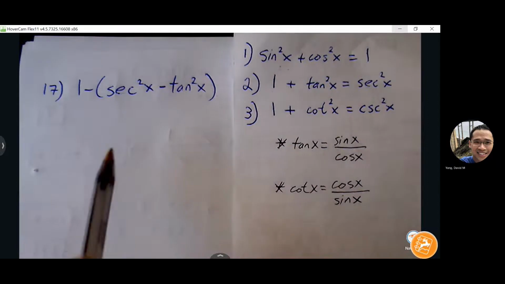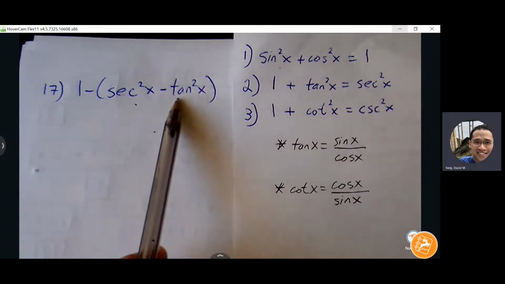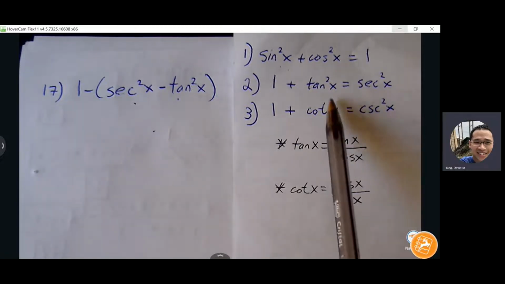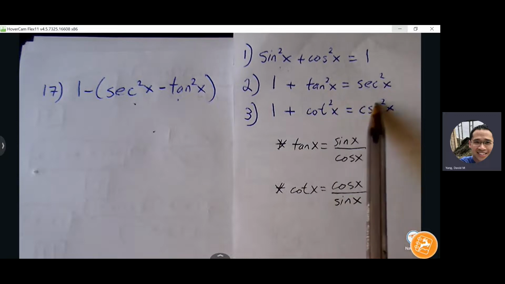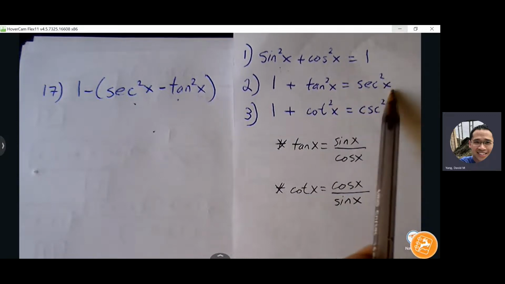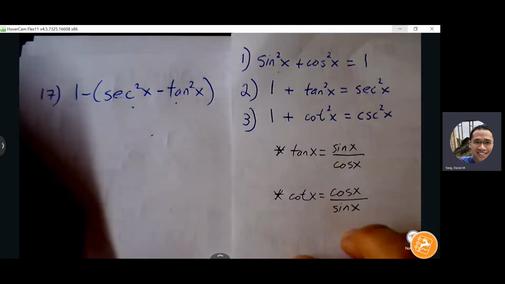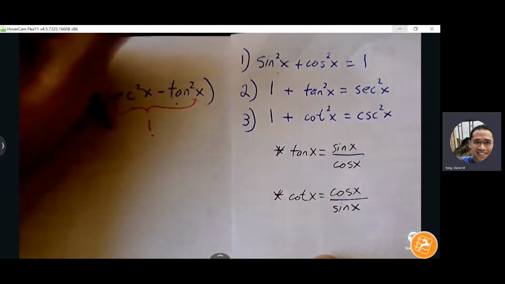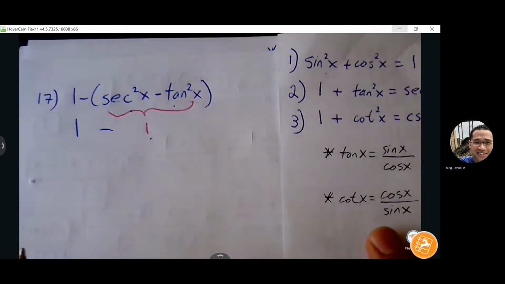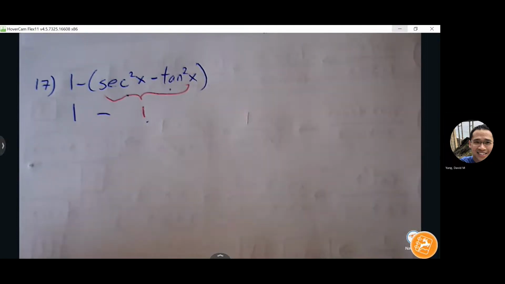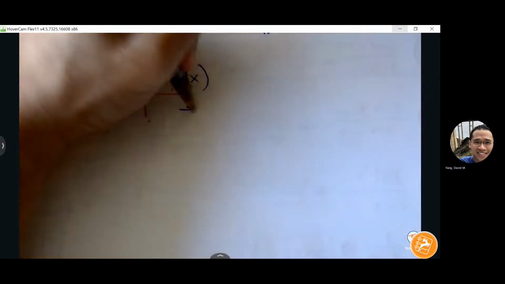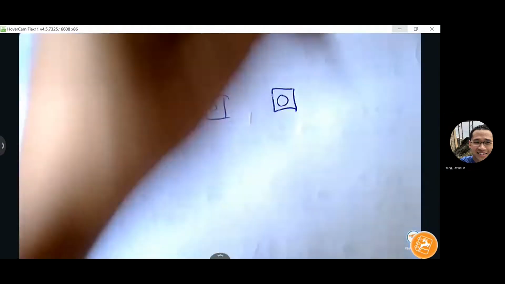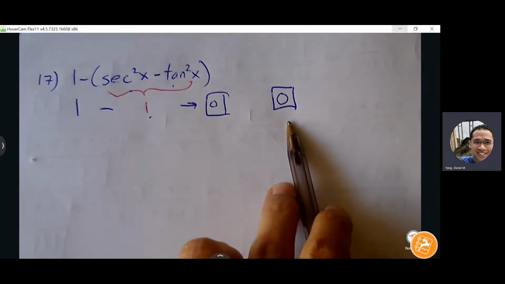There's an identity here. What's secant squared minus tangent squared? 1, right? If I rearrange it so that I subtract tangent squared to the other side, I get secant squared minus tangent squared. That's equal to 1. I'm going to replace this with 1. Therefore, that leaves me with 0. Letter O.